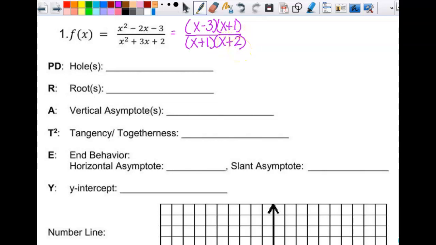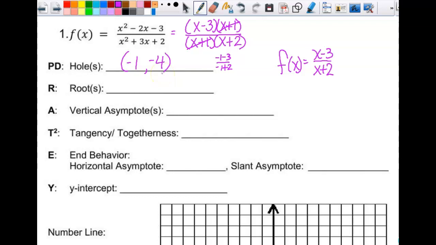All right, so will I have any point discontinuity in this one? Yes, I will. The x value for that is -1, so I will cross those out and get my new reduced function, which is x minus 3 over x plus 2. Then to find the y value of that hole, I substitute into my reduced function, so that'll be -1 minus 3 over -1 plus 2. So that would be -4. Sorry, my brain had a moment there.